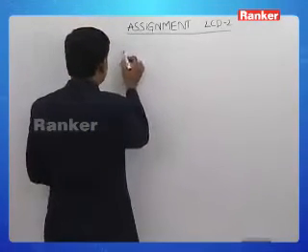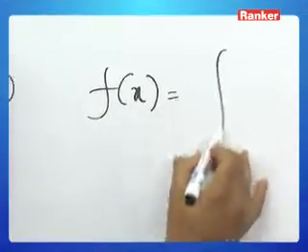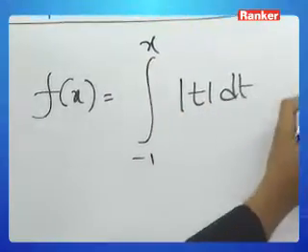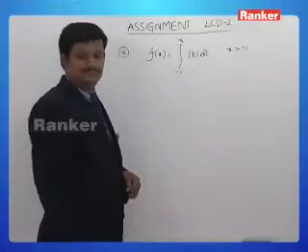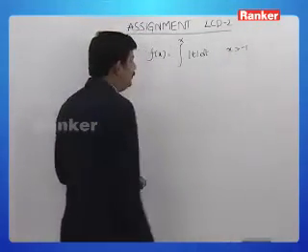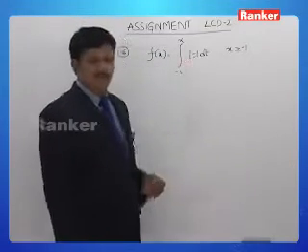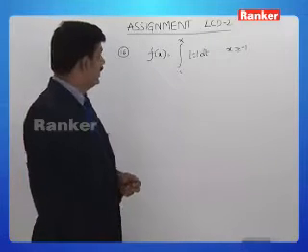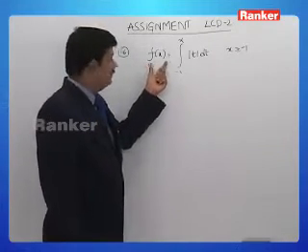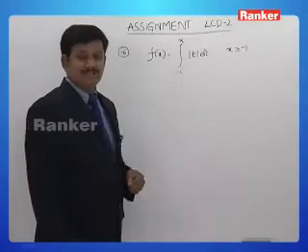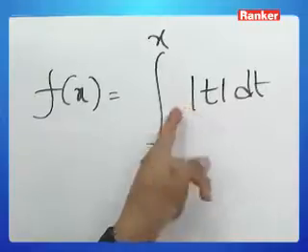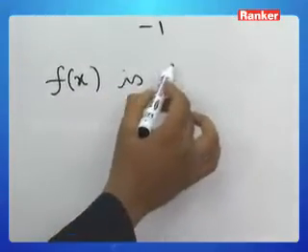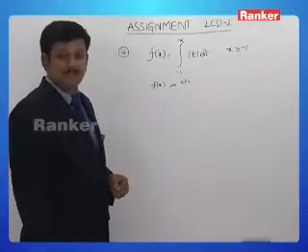f of x is given to be integral from minus 1 to x of mod t dt, whenever x is greater than or equal to minus 1. Now we have to talk about continuity of f and f dash. f of x is obtained by integrating a continuous function. So obviously f of x is going to be continuous.